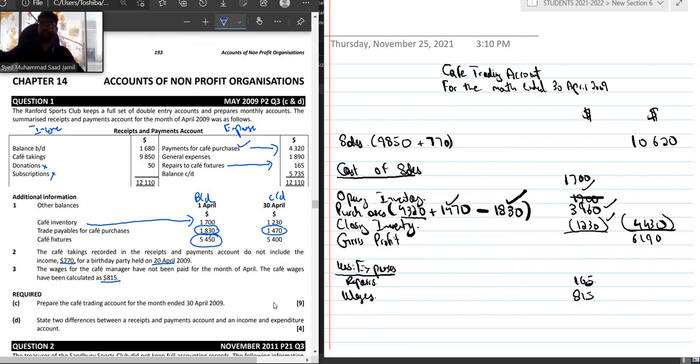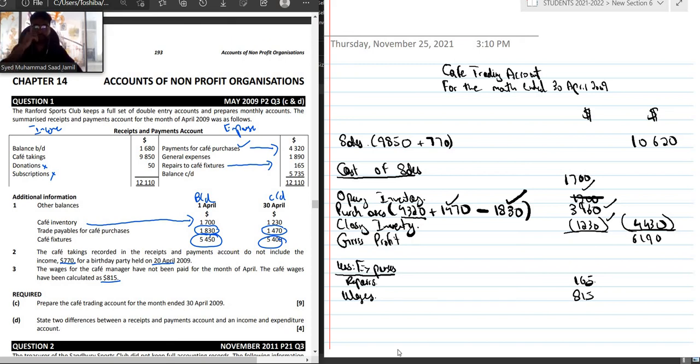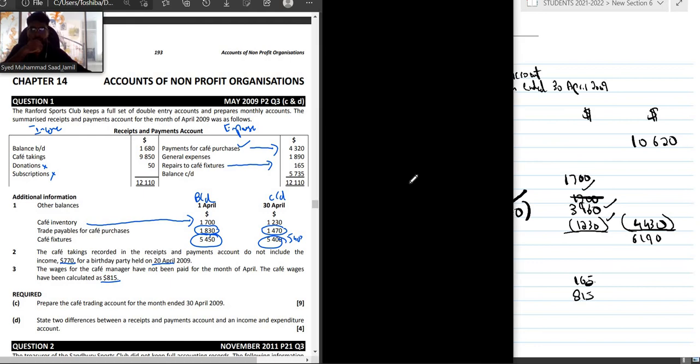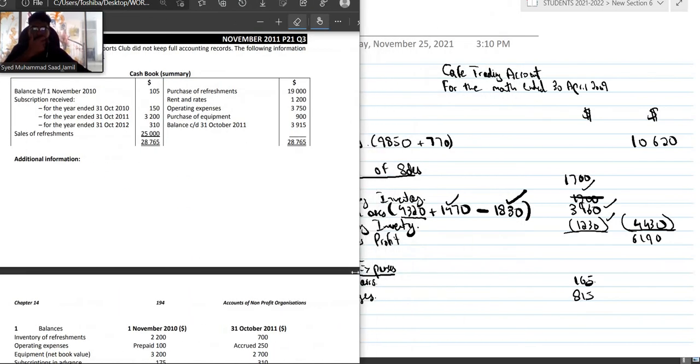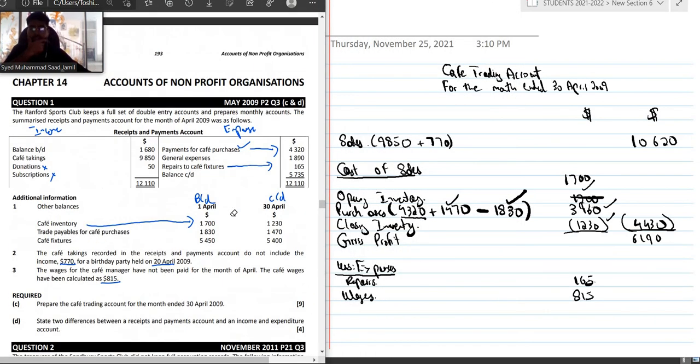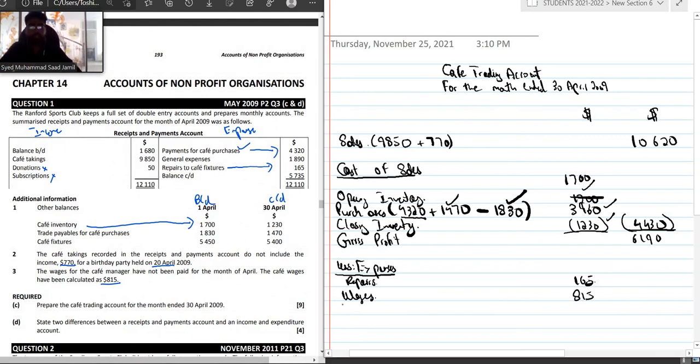Lastly, if you look at the question, you have cafe fixtures. Cafe fixtures in the opening were 5,450, and in the closing they are 5,400. They have been decreased by how much? How much were they before? In the beginning they were 5,450, and in closing they are 5,400. I'll erase the blue pen so that you all can see the question properly. So 50. Exactly. So 50 has been reduced. Where is this 50 going basically? That's your depreciation, right?